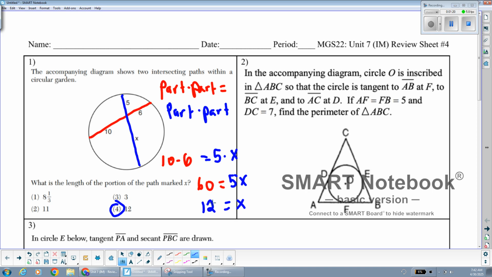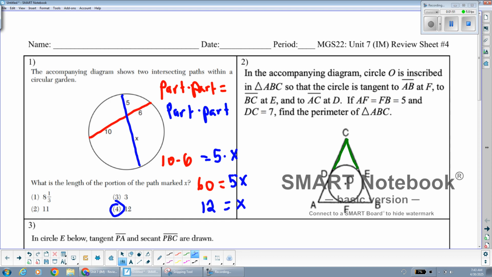For number 2, inscribed means that it's inside the triangle and it's touching at one point on each of the sides of the triangle. Remember, if we have two tangents to the circle that come out of the same outside point, the same external point, they're congruent. So DC and CE come out of the same outside point, so they're congruent.